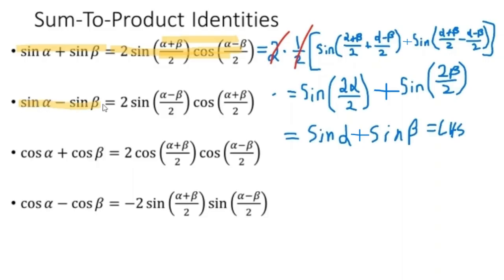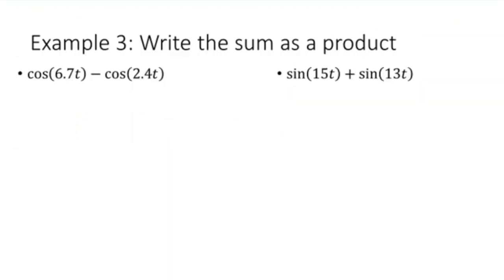Those are sine alpha minus sine beta equals 2 sine of (alpha minus beta) over 2 times cosine of (alpha plus beta) over 2. Cosine of alpha plus cosine of beta equals 2 cosine of (alpha plus beta) over 2 times cosine of (alpha minus beta) over 2. And lastly, cosine alpha minus cosine beta equals negative 2 sine of (alpha plus beta) over 2 times sine of (alpha minus beta) over 2. Next, we're going to write the sum as a product.